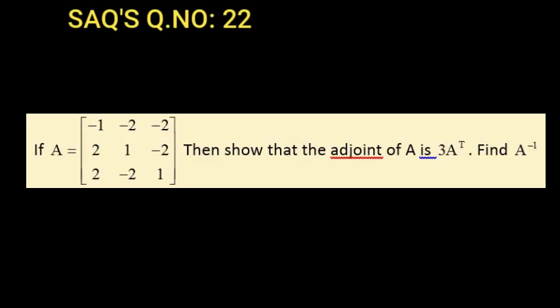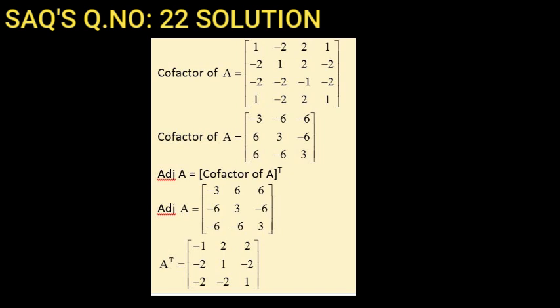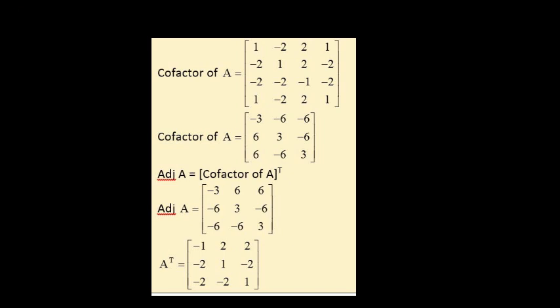Okay, next one. If A is equal to [-1, -2, -2; 2, 1, -2; 2, -2, 1], then show that the adjoint of A is 3A transpose and find A inverse. Okay, first we find the adjoint matrix. Adjoint means transpose of the cofactor matrix. Okay, for this first we find the cofactor matrix. Cofactor matrix means each element of a matrix is replaced by its cofactor.